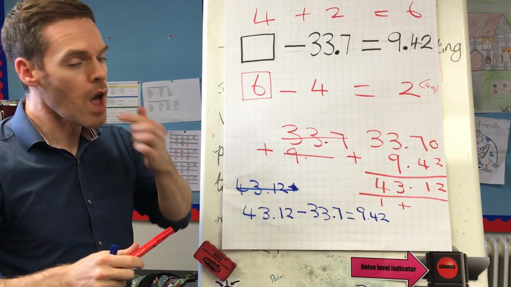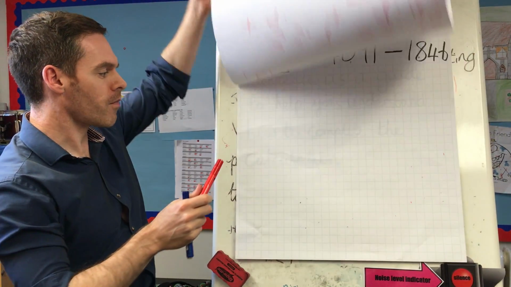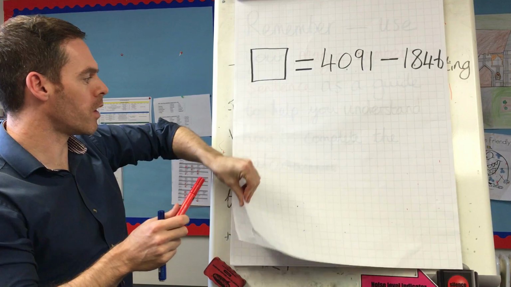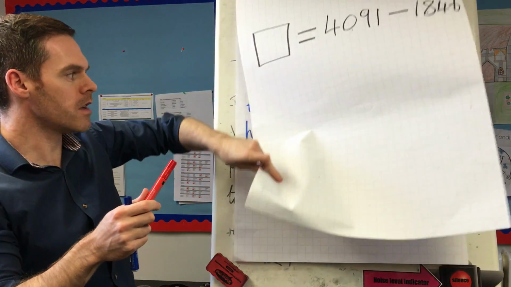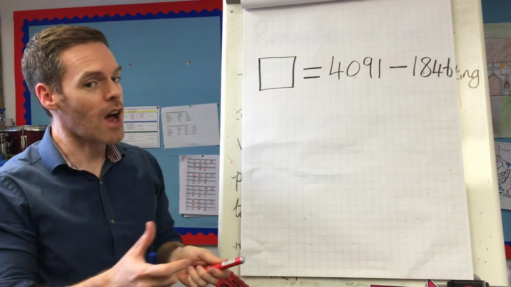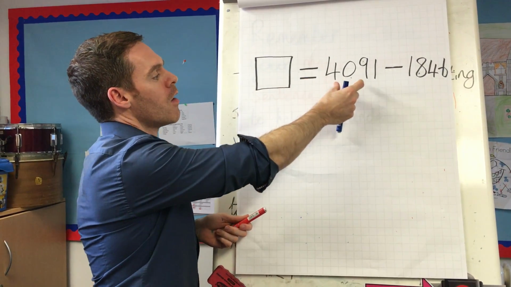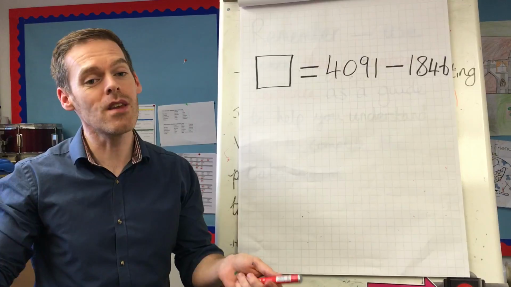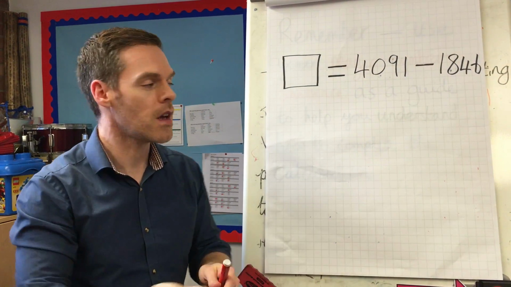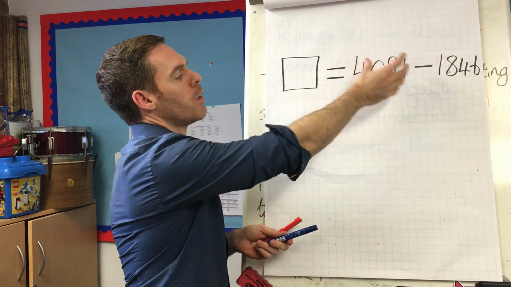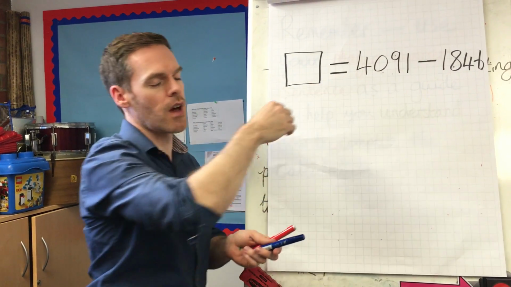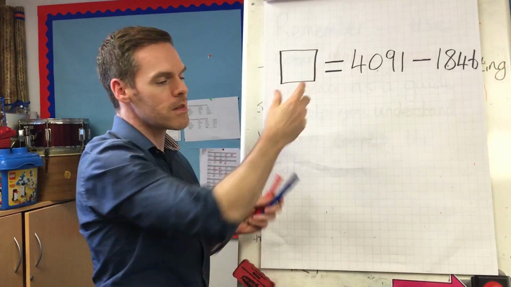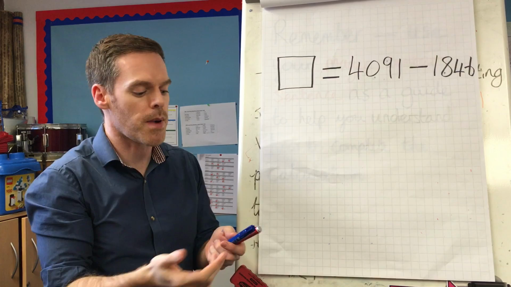Okay, brilliant, that's 2. We've got another one to look at. Let's have a look at this one. I think this is my final one that I'm going to show you. Yes, it is. So this time we've got box equals 4,091 take away 1,846. Now we know that equals means balance. So whatever's on this side will need to be the same as whatever's on this side. It doesn't matter that the equal sign's in a different place because we know that equals means balance.